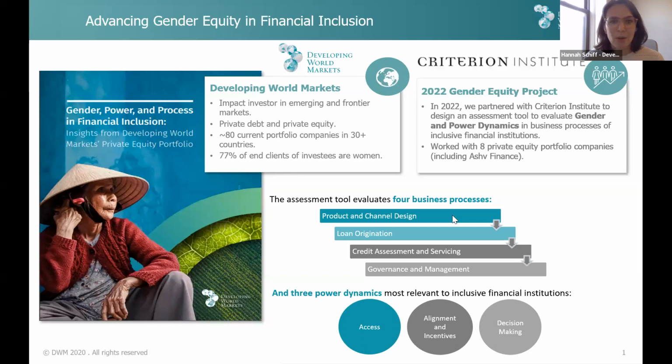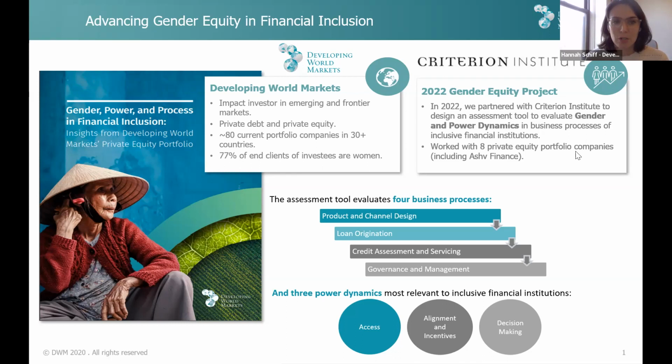I'll keep my portion brief and make sure that we get to hear most from Kiran from Ashv. But Daniel, if you could put up the DWM slide, I'll just give a quick introduction to Developing World Markets, or DWM. I'm Hannah Ashv, the Director of Impact for Developing World Markets. We are an impact investor exclusively in emerging and frontier markets, investing through private debt and private equity. And we've got about 80 current portfolio companies in about 30 countries.